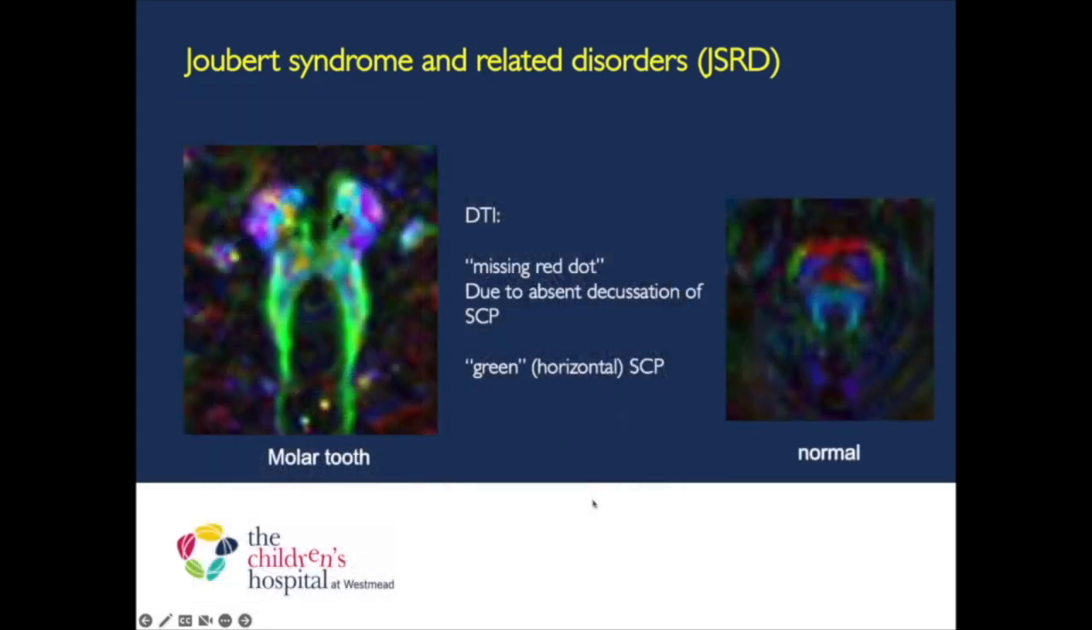So in these cases, DTI can be helpful because one of the findings that we see is the absence of the decussation at the level of the SCP. So instead of having this red dot here, you won't have the red dot. And because of the AP coding, if the superior cerebellar peduncles are more horizontal, they will look more green, just because of the encoding direction definitions.